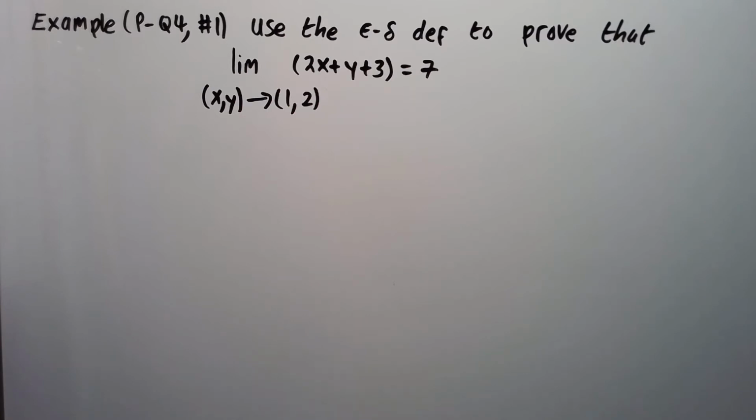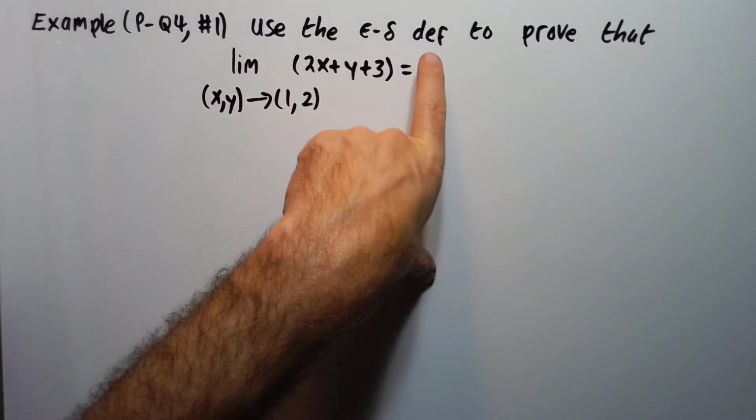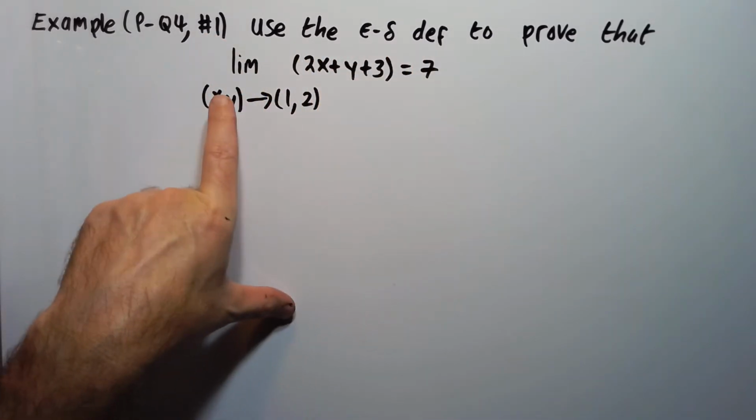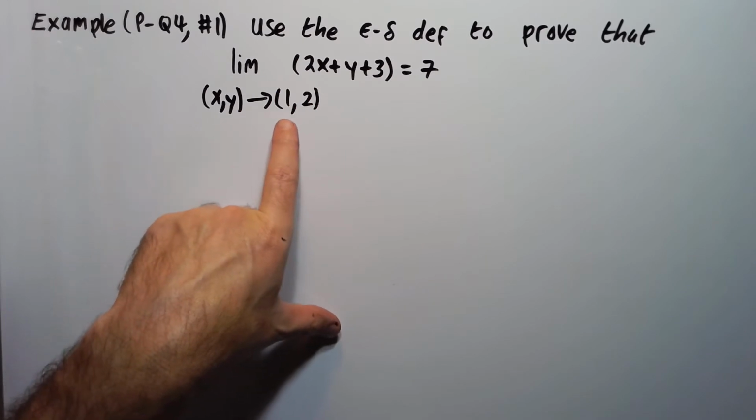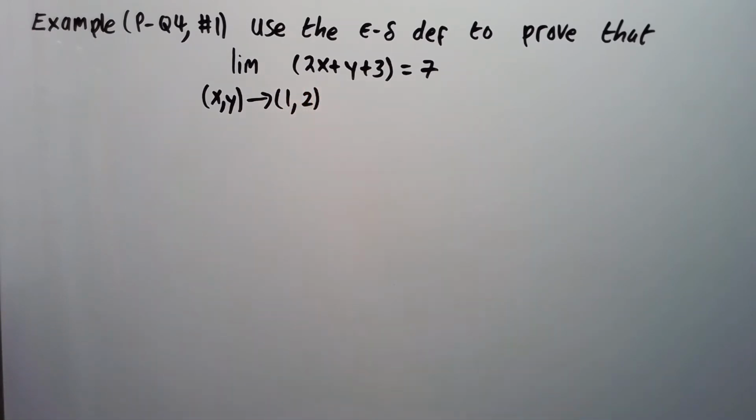Okay, so let's look at an example. This is practice quiz 4, number 1. It says use the epsilon delta definition to prove that the limit as (x, y) goes to (1, 2) of the function 2x plus y plus 3 is 7.